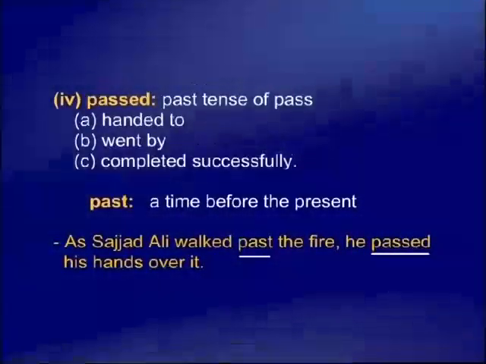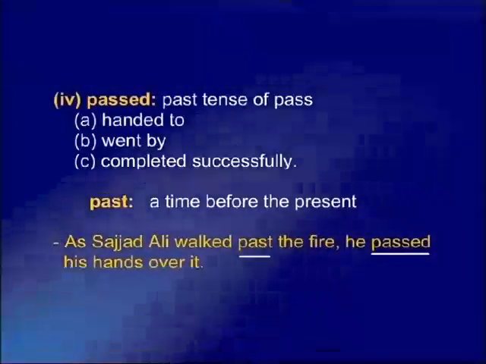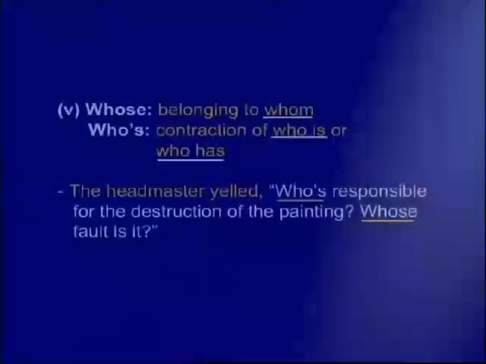Right? Take this example. As Sajjad Ali walked past the fire, he passed his hands over it. The first one is went by, and the second one is he passed his hands over it. Right. Let us look at the next pair.